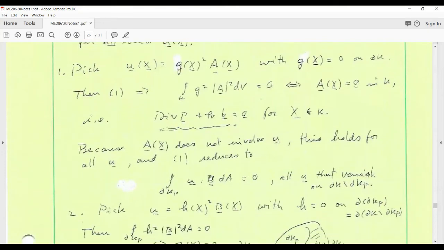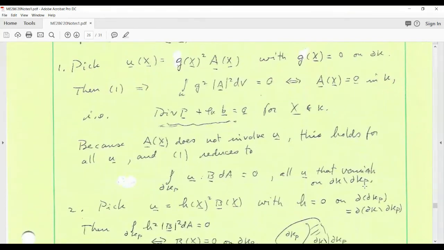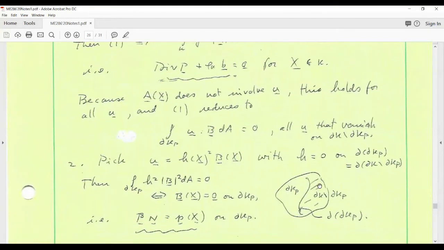The boundary integral reduces to this: the integral of u dot b equals zero for all u that vanish on the complement of the traction portion of the boundary. We can do the same trick as we've just done. If this is true for all such u, it's true for this u. Pick u to be some positive function h times the vector b, with h equal to zero on the boundary of the traction portion of the boundary. This is a curve, right? So here's the traction portion of the boundary.